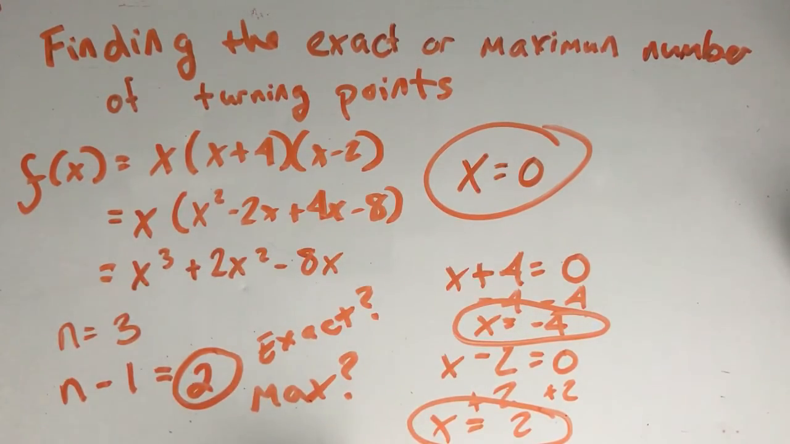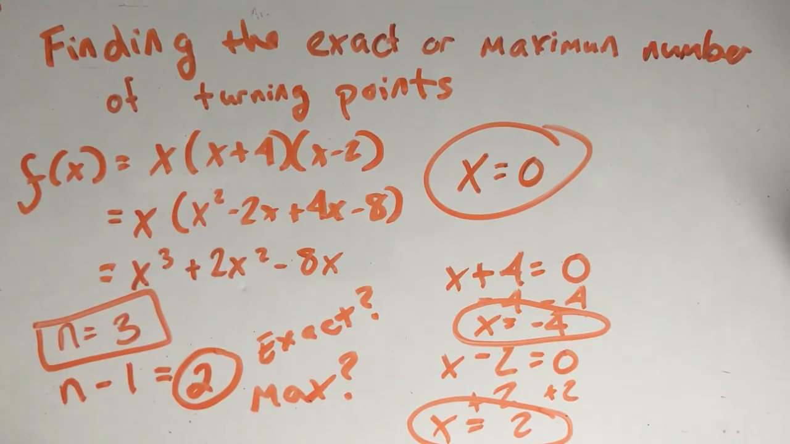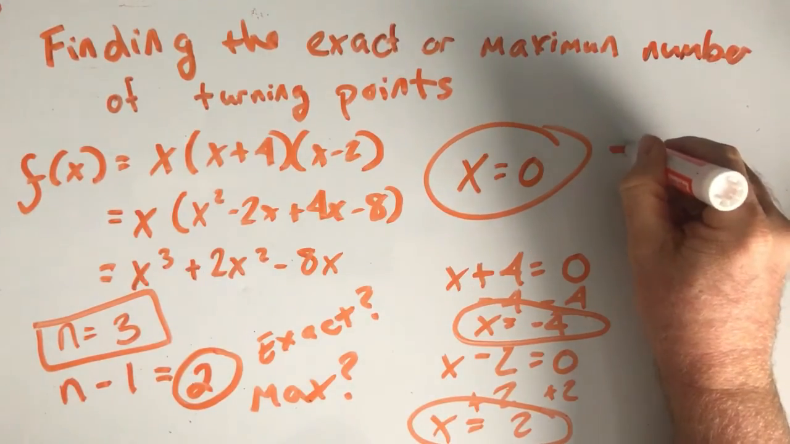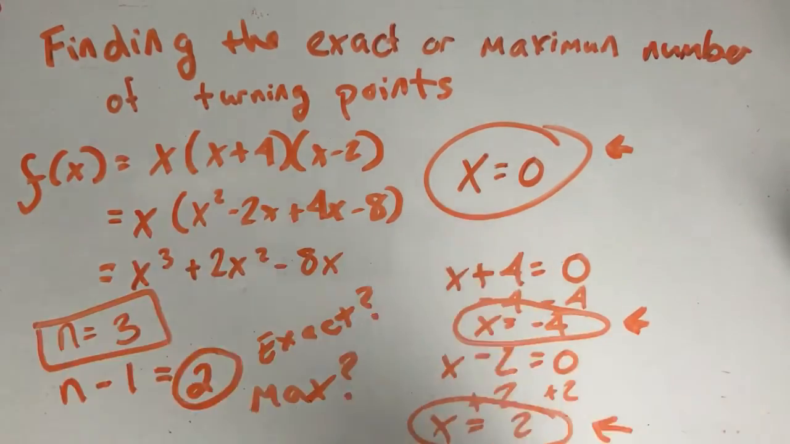So the answer to this question, how many turning points are there? There are exactly 2, because n is the degree of this function, and there are three distinct zeros right here: 0, negative 4, and 2.